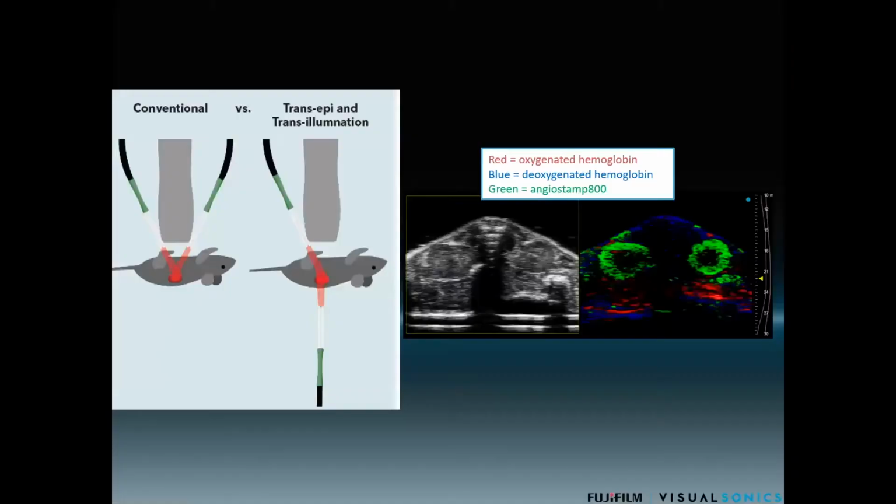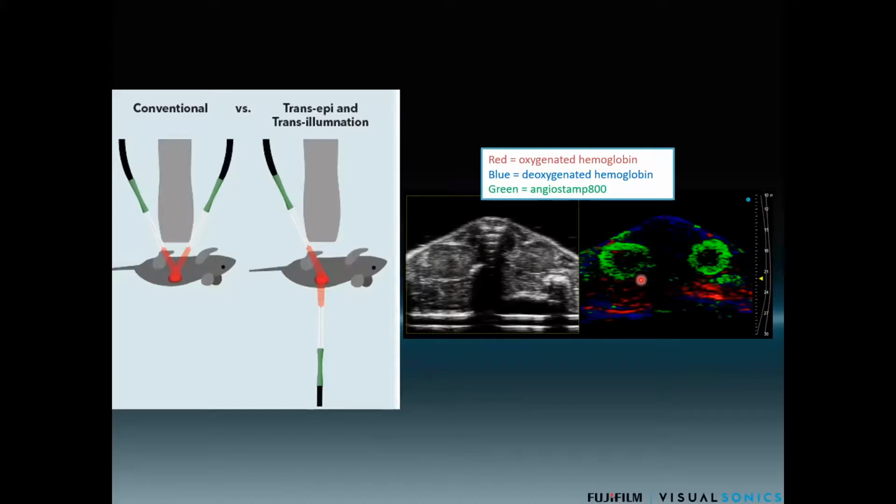So by changing the light delivery, illuminating the mouse from both sides, allows you to see the entire animal, in that case the angiostem, which is naturally accumulating in the kidney. Nicely seeing the contrast in the renal cortex. And next to it, you see the ultrasound image of the mouse. The spine, so this is the back of the animal, one and two kidneys, and you have nice molecular information of the kidney in vivo, in real time, completely non-invasive.